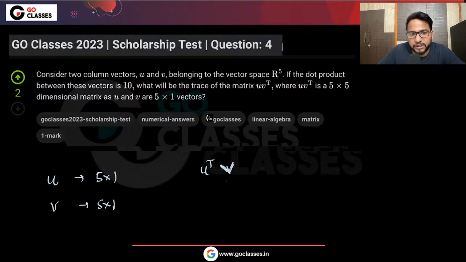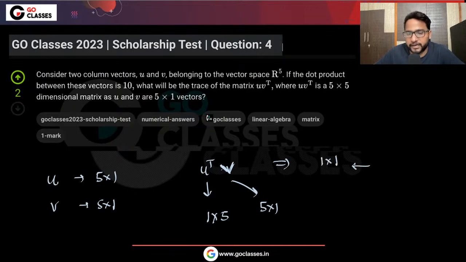If you see the dimension here, it will be 1 into 5, and this will be 5 into 1, and ultimately it will be just 1 into 1. This is just a scalar or a 1 into 1 matrix, whatever you want to treat it as. A scalar. So this is the dot product.